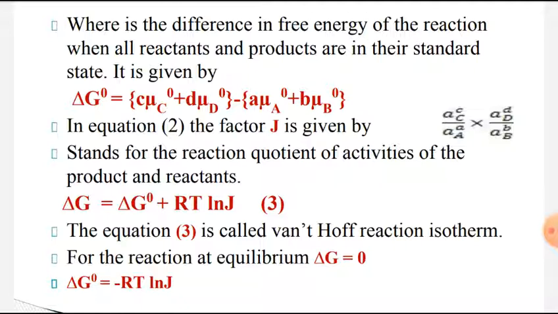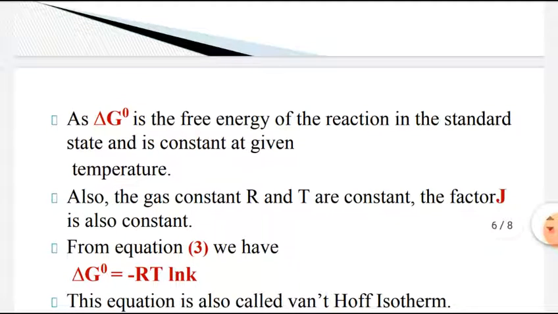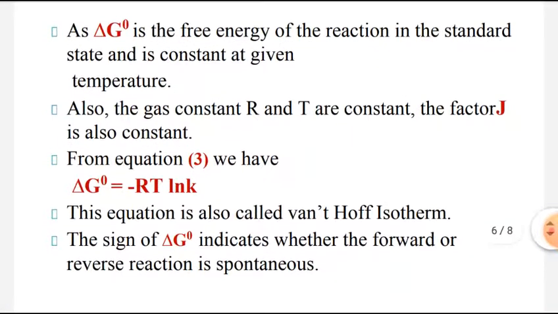For the reaction at equilibrium, del G will be equal to 0, and therefore equation 3 becomes del G0 equals minus RT ln J. As del G0 is the free energy of the reaction in the standard state and is constant at a given temperature, and also the gas constant R and T are constant, therefore the factor J, which is equal to the activities of products over the activities of reactants, is also constant.